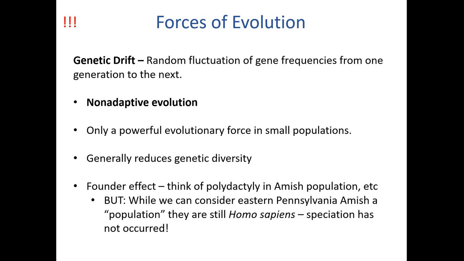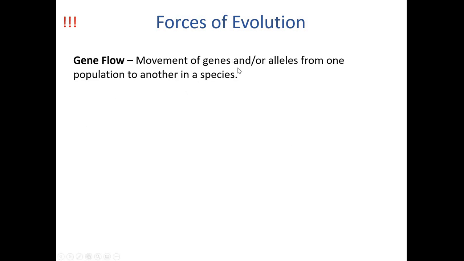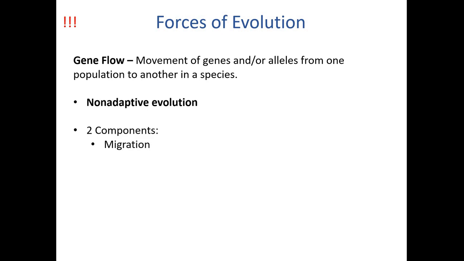And so gene flow, as I just mentioned, is the movement of genes and or alleles from one population to another within a species. So it's another force of non-adaptive evolution, and there are two components to gene flow. The first is migration, and the second is admixture. Generally different populations of a species are isolated, usually by geographical location. In the case of the eastern Pennsylvania Amish population, they are not necessarily geographically isolated, but they are isolated by different means, basically, right? In terms of the breeding pool.